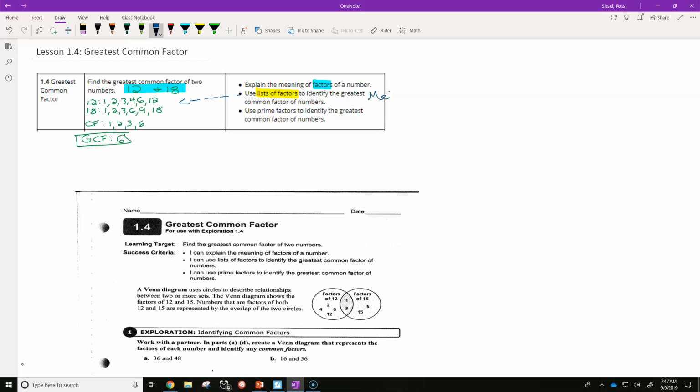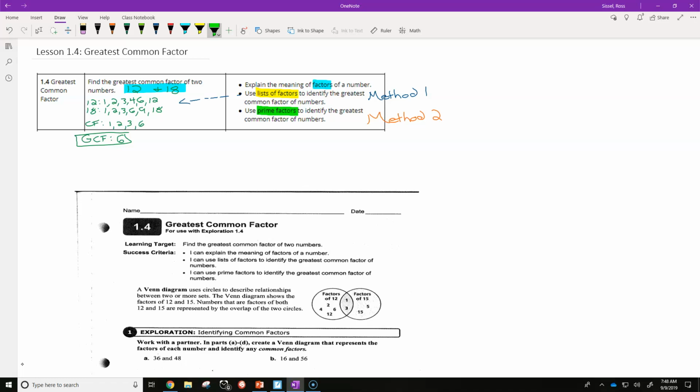I'm just going to say to the side for you guys to know, this is one method I'm going to show you today. So in our first example, we're going to learn how to make a list of factors to identify what our greatest common factor is. And then the third thing to be successful for today is a second method. It says, I will use prime factors to identify the greatest common factor.